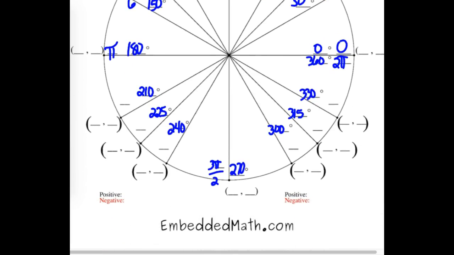So 210 is the same as 7/6. 240 would be 8/6, or 4/3. Okay. 9/6 is 3 halves. 10/6 would be 5/3. Okay. 11/6. And then 2 pi is 12/6. Does that make sense? So we're just going around counting in sixths.